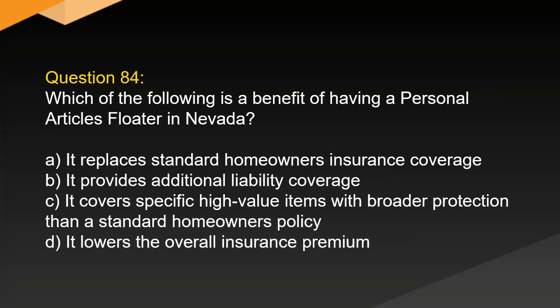Question 84. Which of the following is a benefit of having a personal articles floater in Nevada? A. It replaces standard homeowners insurance coverage. B. It provides additional liability coverage. C. It covers specific high-value items with broader protection than a standard homeowners policy. D. It lowers the overall insurance premium.